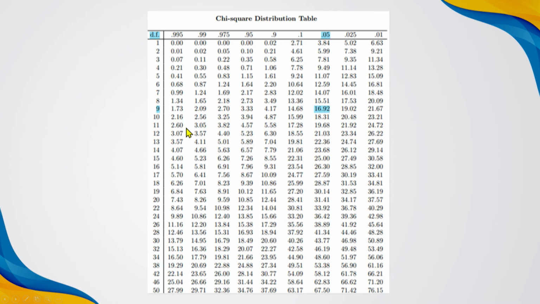Now you can see this is the chi-square distribution table, which is a predefined default table. Here you can see d.f., which means degrees of freedom. This column gives the degrees of freedom, starting from 1, 2, 3, and going up to 50. You can go to higher levels also. Similarly, you can see the percentages here: 0.05 means 5%, 0.1 means 10%, and 0.01 means 1%.